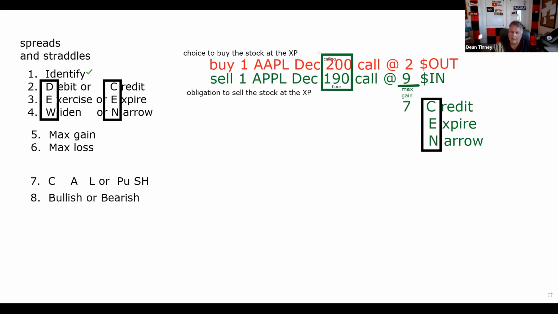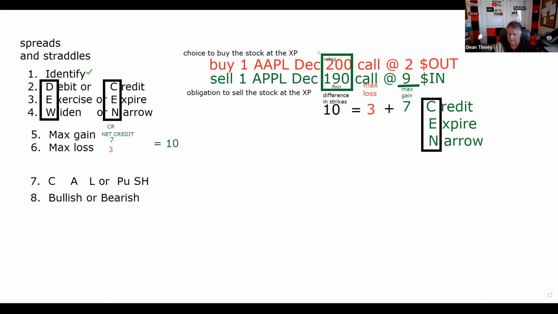The gain and the loss always equal the difference in the strikes. So, test-taking trick: you can eliminate anything offered to you that doesn't add up to 10. Whatever these two numbers are, they add up to 10. Of the two numbers, you already have one of them. So 7 plus something equals 10.